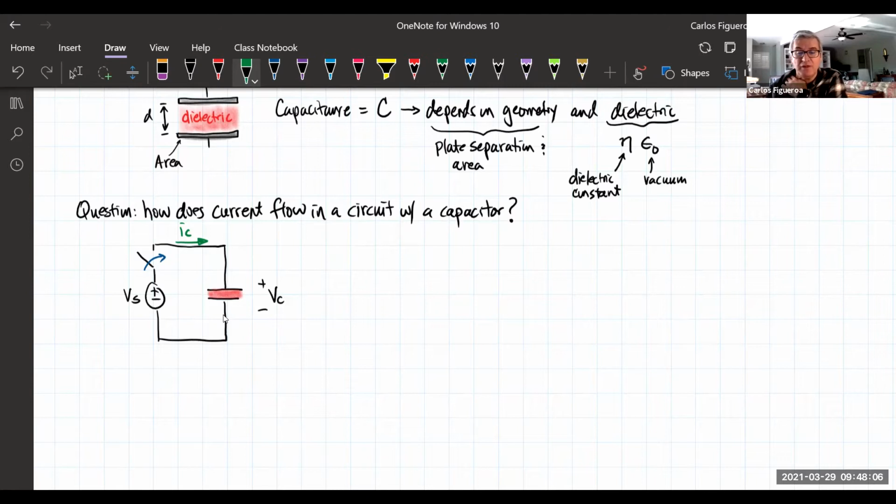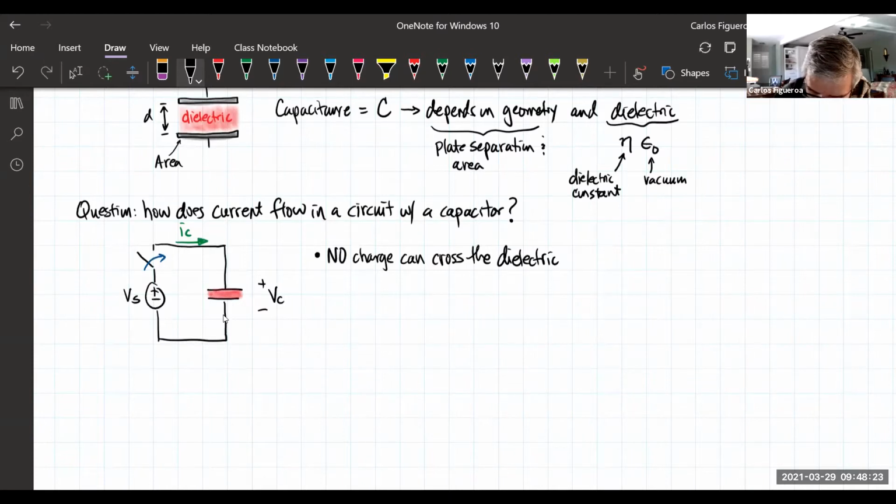So I want to review and talk about this. No charge can cross the dielectric. How do I say this? No charge can cross through the dielectric in the capacitor. So what actually happens here?